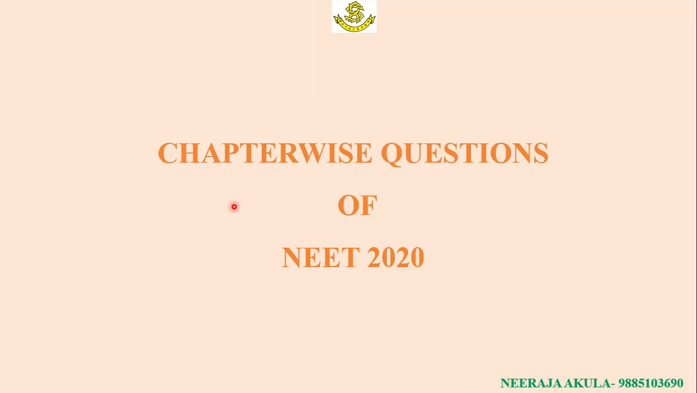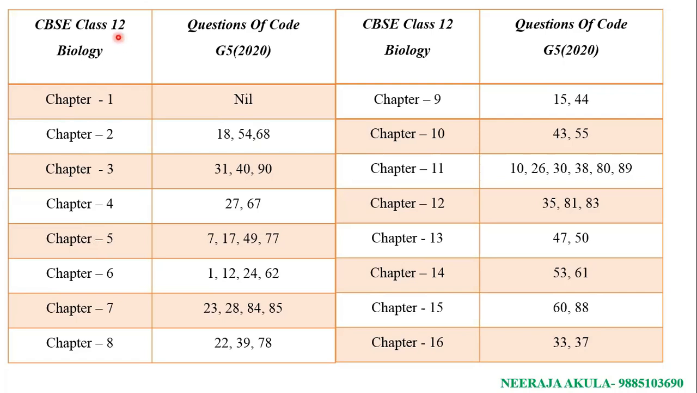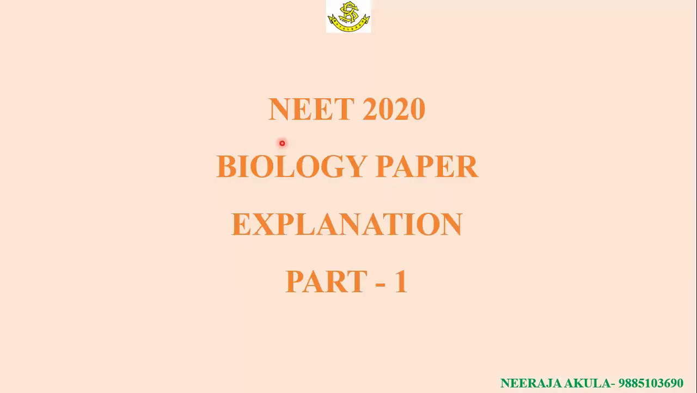I have divided the NEET 2020 biology paper of G5O into 6 parts, each part with 15 questions. The questions are sorted out and aligned chapter wise. So these are the chapters related to class 11 and the questions that appeared with respect to these chapters. These are the chapters related to 12th class and these are the questions that appeared related to these chapters. And let us go to the NEET 2020 biology paper explanation, part 1.